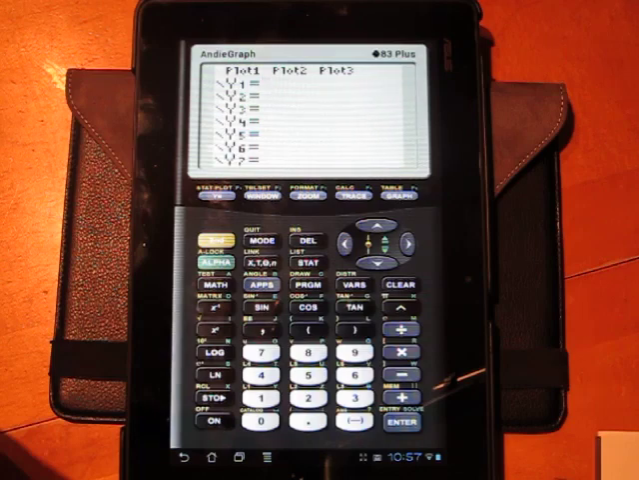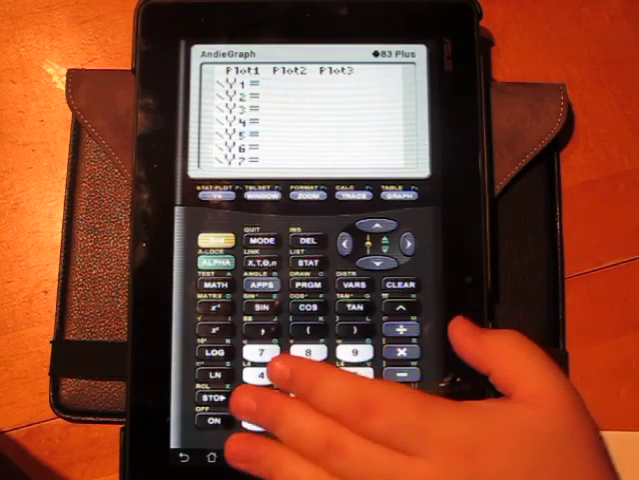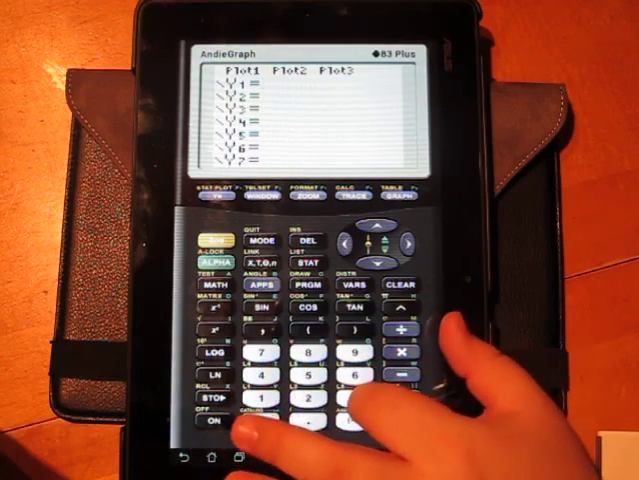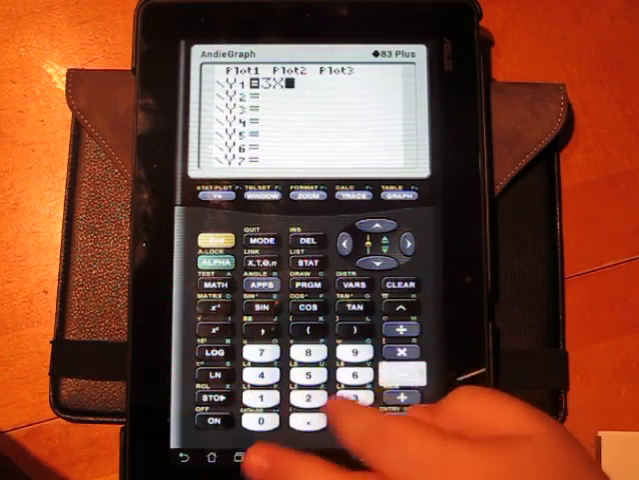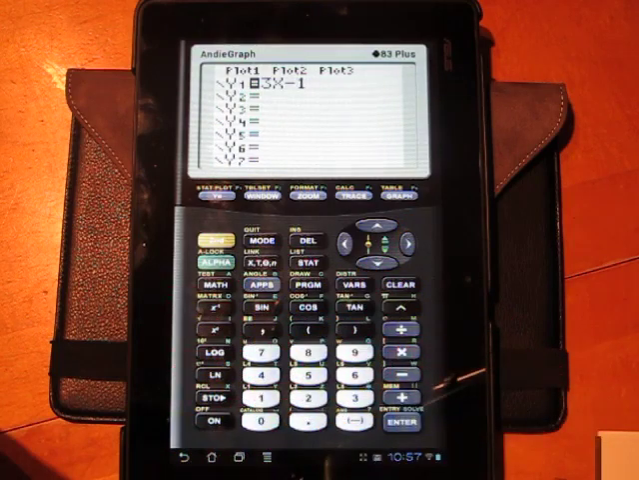So once you're here, you just hit the Y equals button to get here. Once you're here, you simply put in the equation that you're going to look at. One of the equations just straight out of the textbook, you're going to be doing this question a little later: 3x minus 1. So you just put it in there. Once you have it put in, you can hit enter to go on to the next one. It's not overly important. As long as it's written in, that's fine.